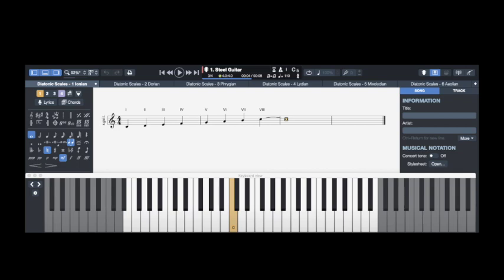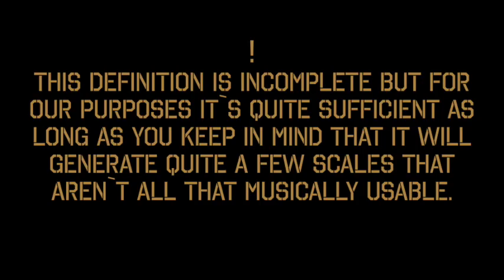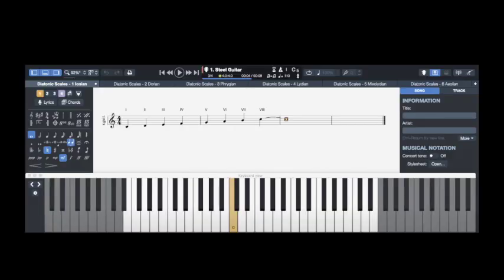So a diatonic scale must contain A, B, C, D, E, F, G. And you can then have flats and sharps on any of these notes. But you can never have two instances of the same stem note. So you cannot have an F and then an F sharp. In that case, the F sharp must be a G flat instead. So that is the definition of a diatonic scale.